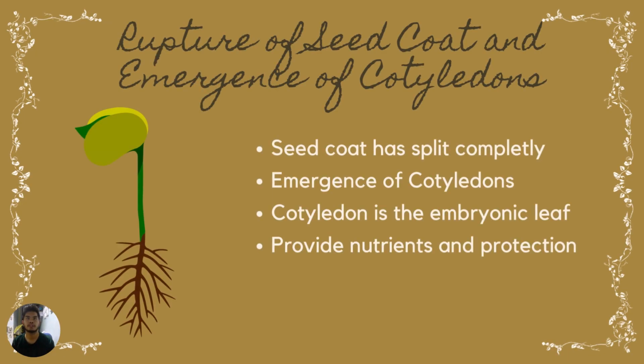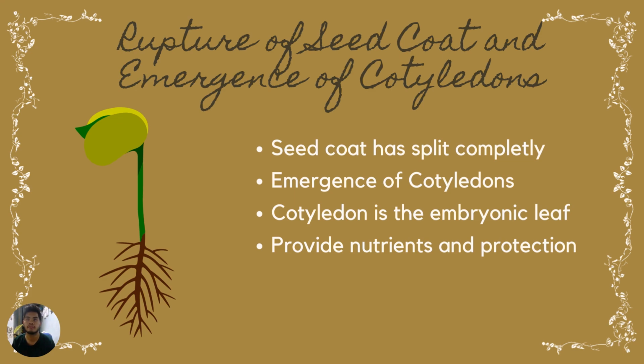The fourth process is rupture of seed coat and emergence of cotyledon. In this process, the seed coat has begun to split completely and the cotyledons begin to appear. Cotyledon is the embryonic leaf in the seed which occupies most of the space in the seed. It also provides nutrients and protection.